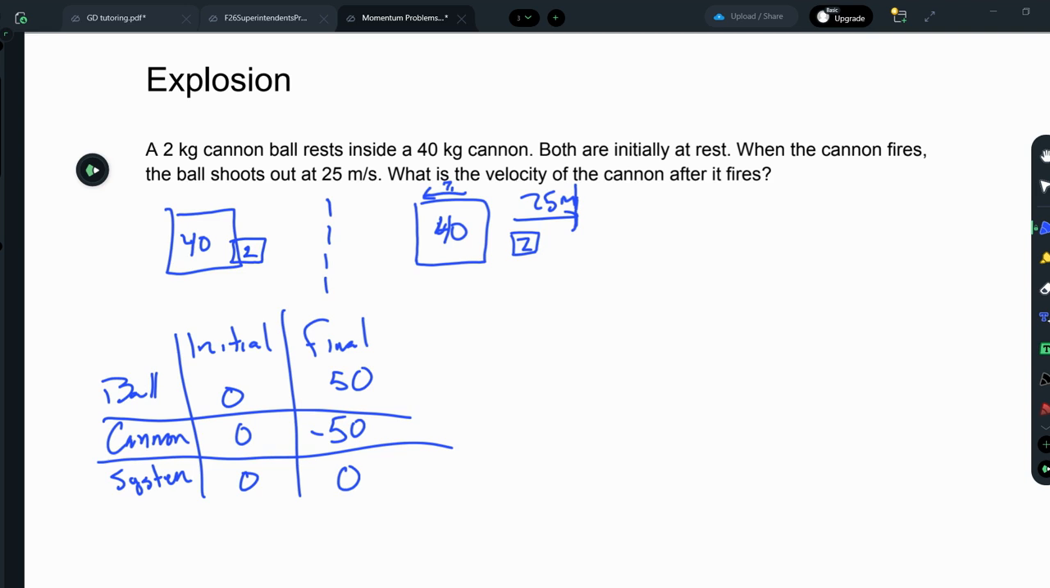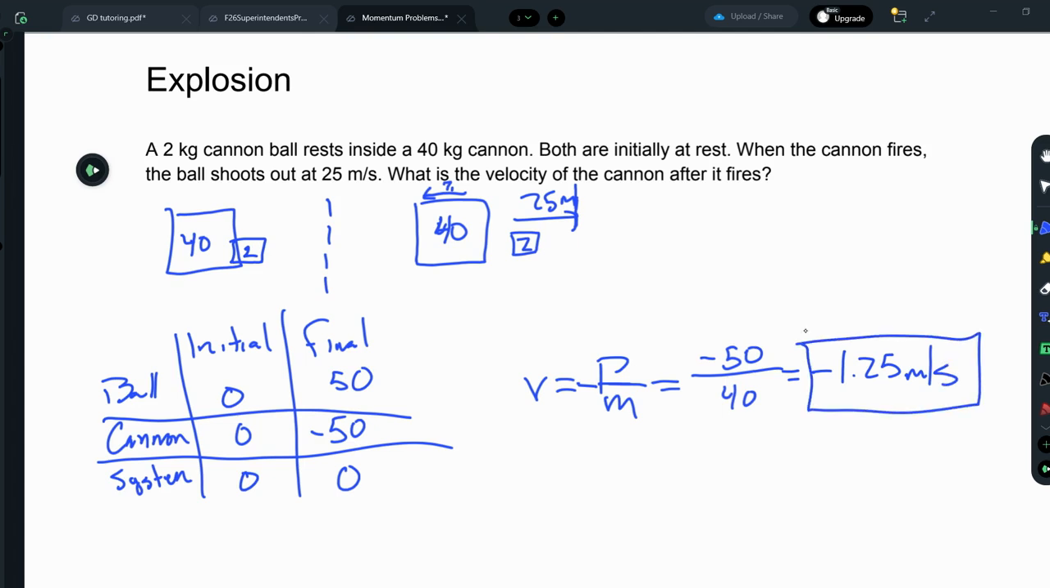And same method as before. How do I figure out the speed afterwards? Speed is equal to momentum divided by mass, which in this case is negative 50 over a mass of 40, and we're going to get a velocity of negative 1.25 meters per second after the explosion, because we know that it's got to move backwards if the ball moves forward and they're initially at rest.